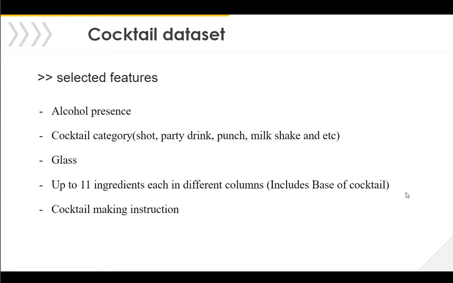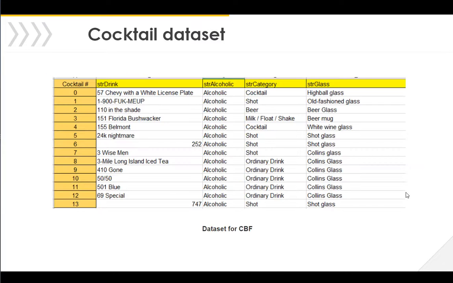And these are the features used in content-based filtering. We use alcohol presence and cocktail category, which is shot, punch, milkshake, and etc., and type of glass, and ingredients, which include the base of cocktails. And also we included cocktail making instruction. This is example data of the CBF.